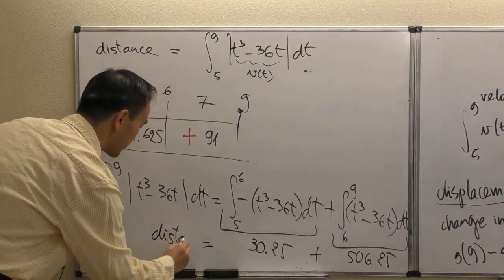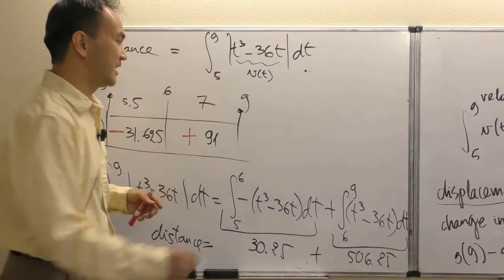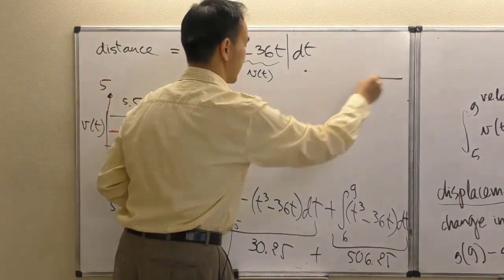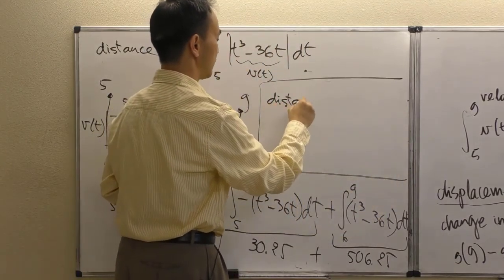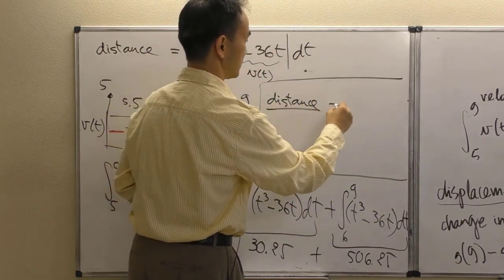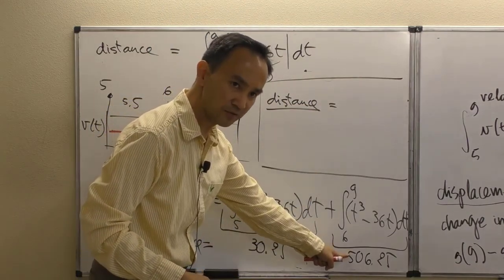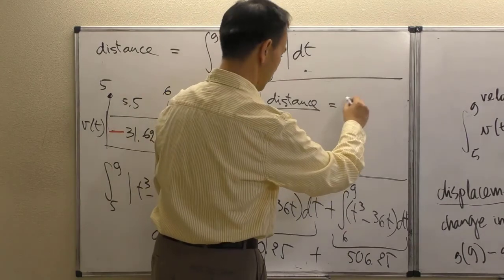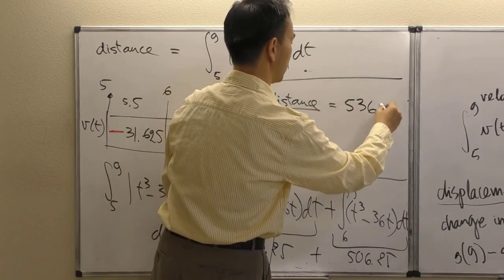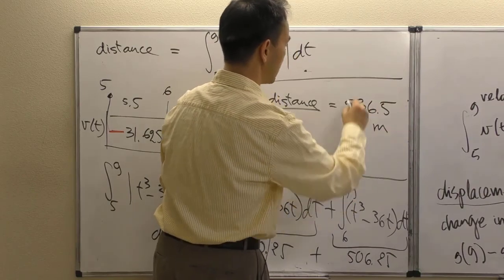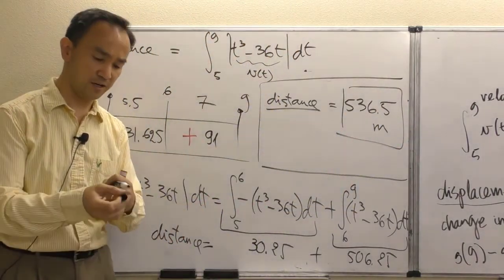The work we've done so far is supposedly the total distance traveled in that interval from 5 to 9. As a final answer, allow me to write it in this little space right here. The distance is the total of the 30.25 and the positive 506.25 added together. So we're looking at 536.5, and the answer here is in meters. And that's how we handle a problem like this, where it's asking for distance.